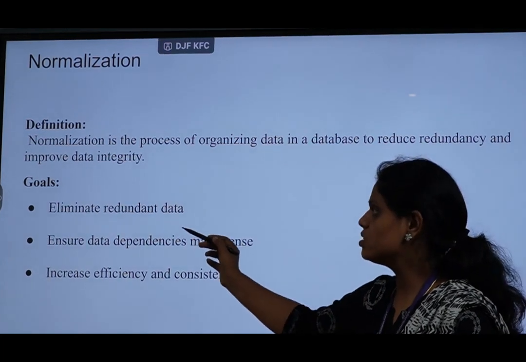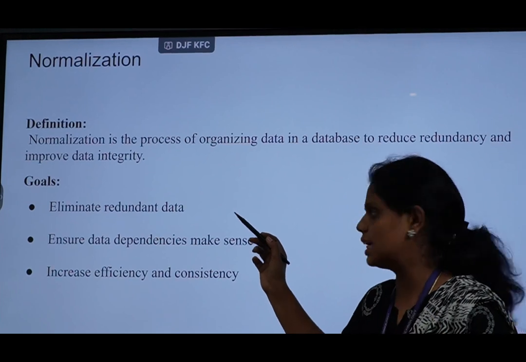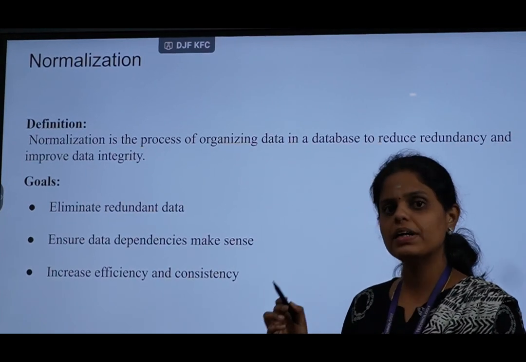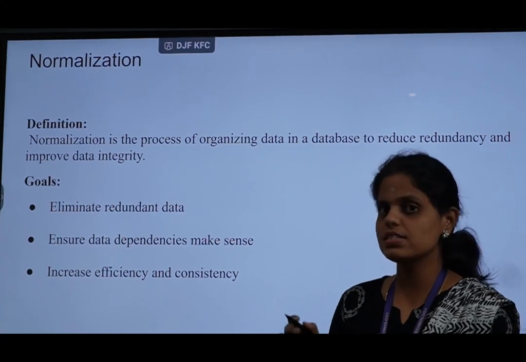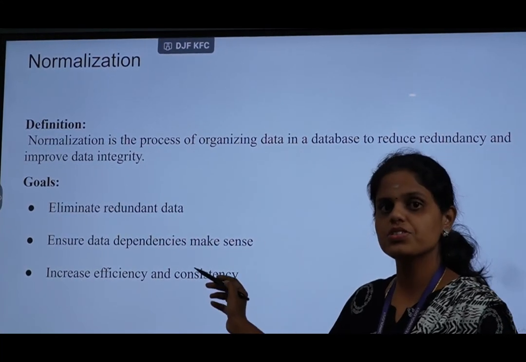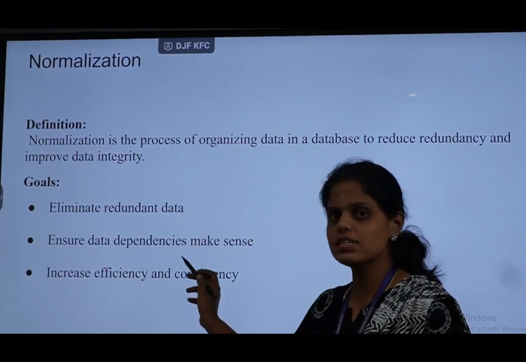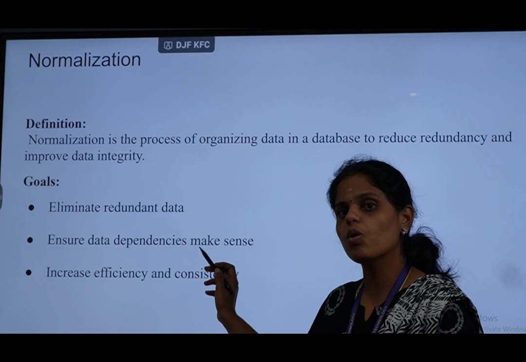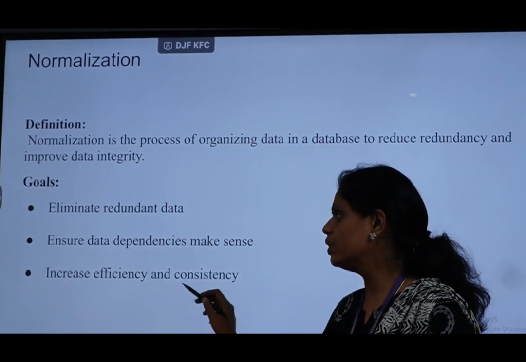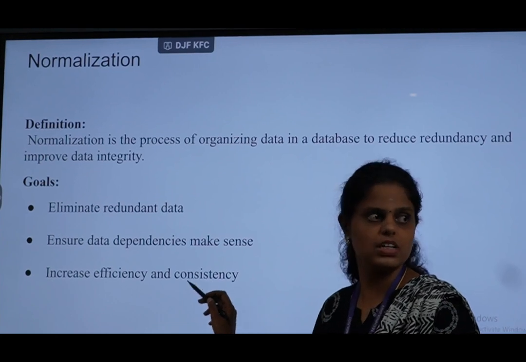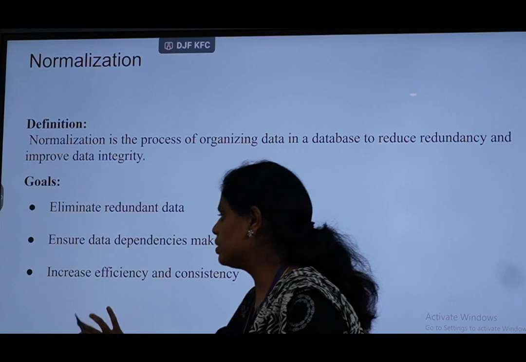So what is the basic goal of normalization? The basic goal of normalization is to eliminate the redundant data, to make sure that we remove the repeated data. In any relation there will be functional dependencies present. With the help of normalization, we make sure that the data dependencies make sense, that is, the relation between one attribute and another is proper, and we increase the efficiency and consistency of the table.